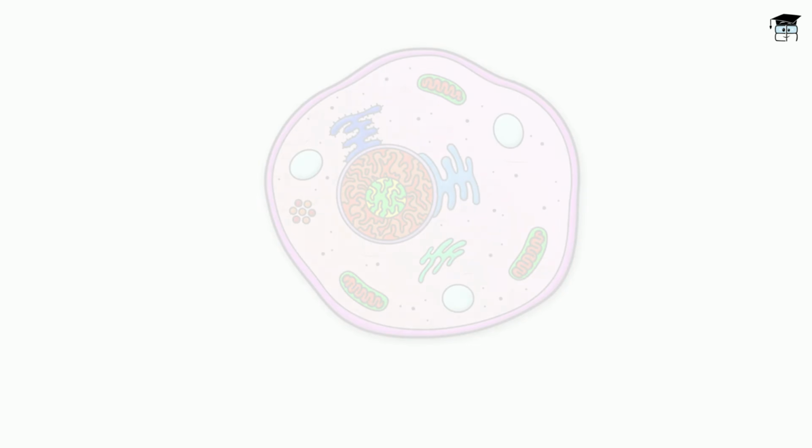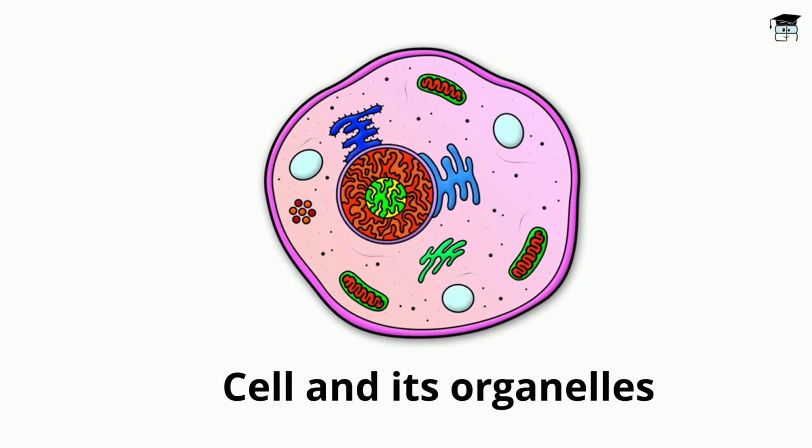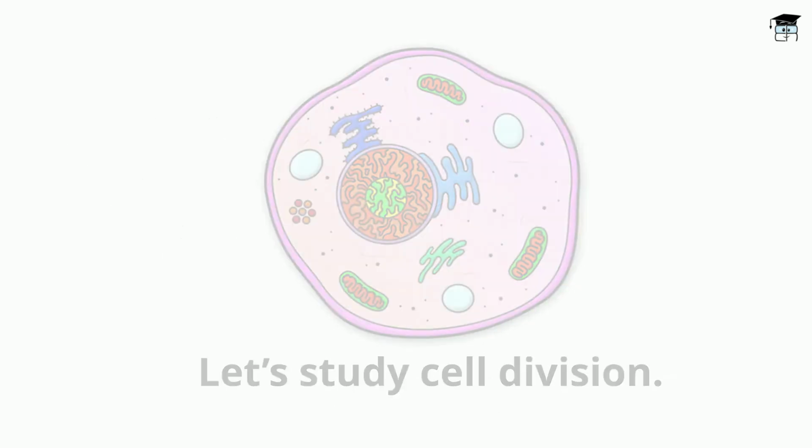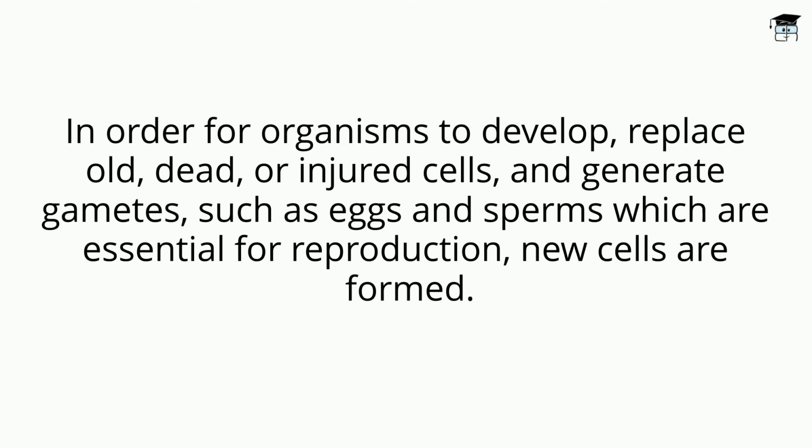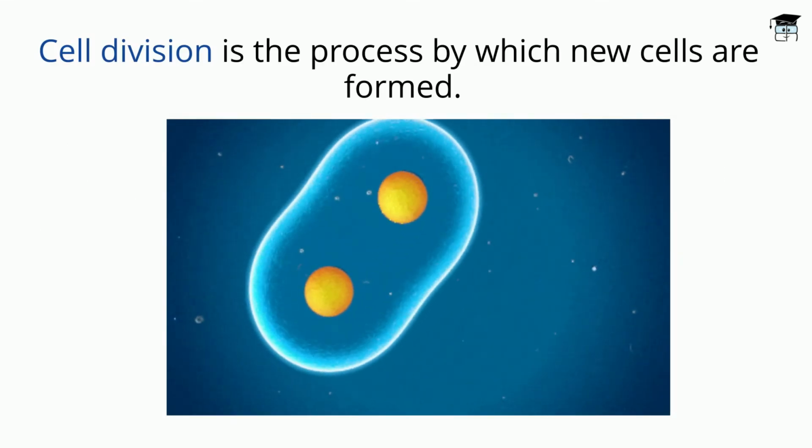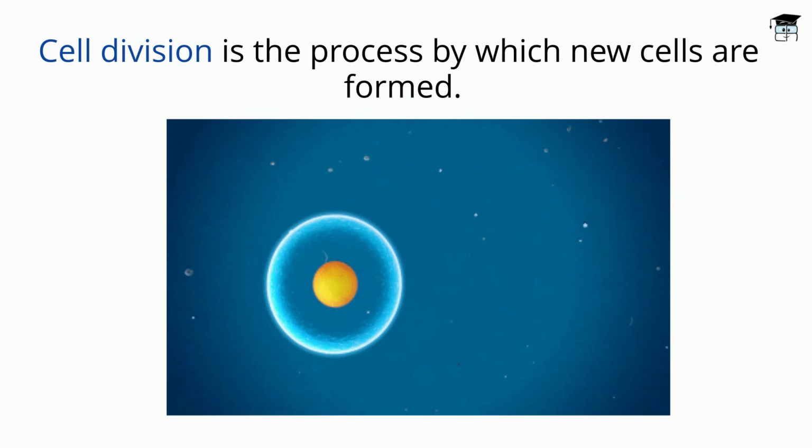Till now we have discussed so much about the cell and its organelles. Let's now discuss how these cells form. So, let's study cell division. In order for organisms to develop, replace old, dead, or injured cells, and generate gametes, such as eggs and sperms, which are essential for reproduction, new cells are formed. Cell division is the process by which new cells are formed.